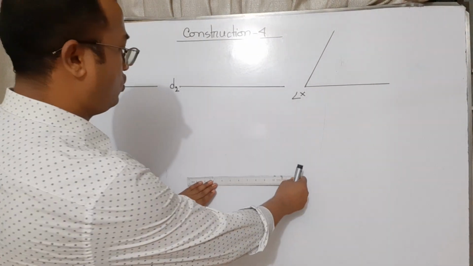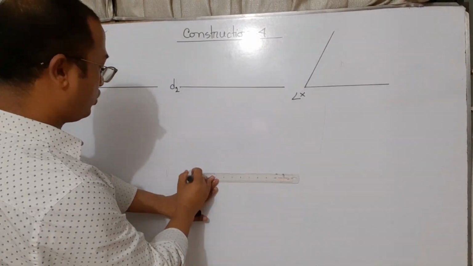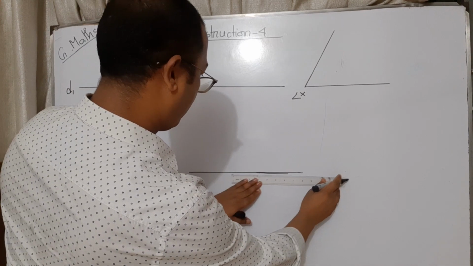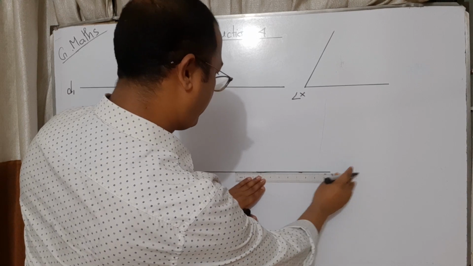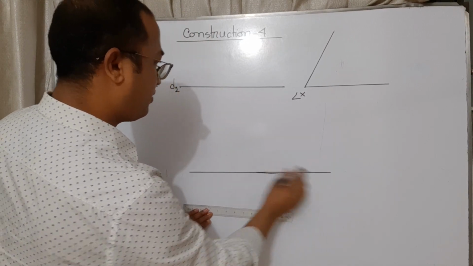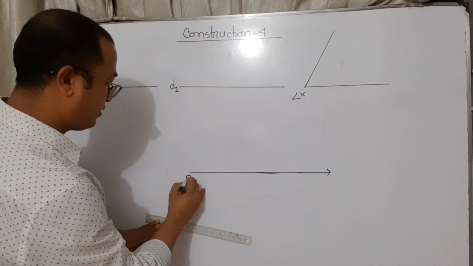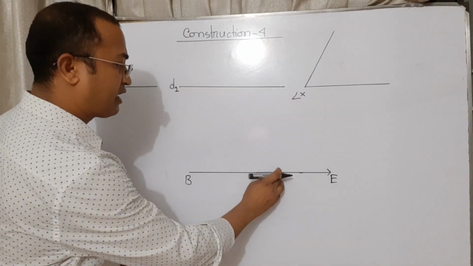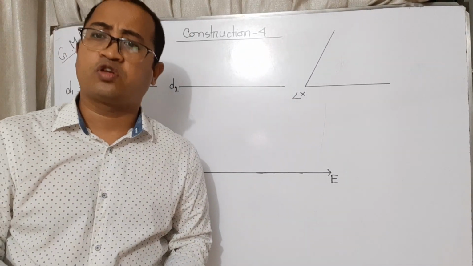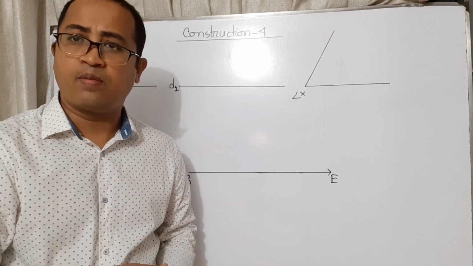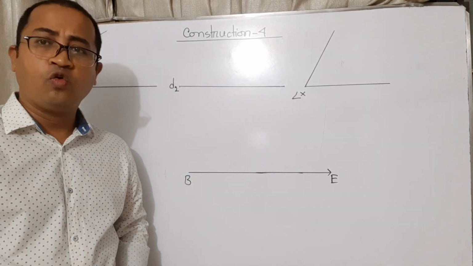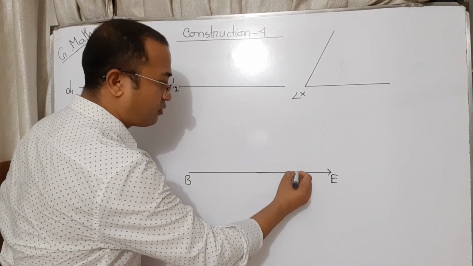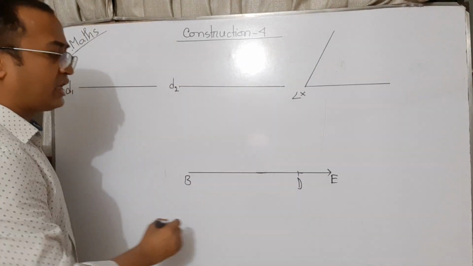At first, we take a ray BE. As I say, any construction you start from a ray. Now, on the ray BE, we take BD equal to D2. BD is equal to D2.